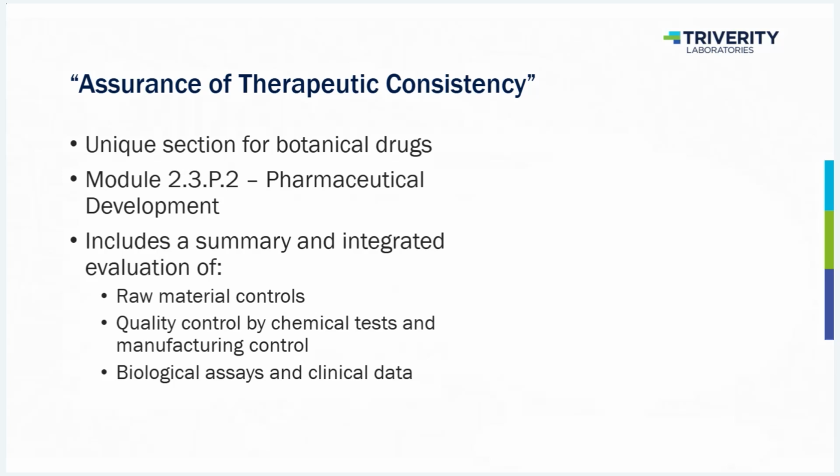This right here, this assurance of therapeutic consistency, is the biggest, I think, challenge, and I want to say the biggest gift that the FDA has given us, because it would be nearly impossible to get a botanical drug through the typical NDA approval process with just chemical assays, depending on what it is and depending on how processed it is. But this right here, this section is a section that you need to add to your NDA to explain your control strategy for your botanical drug.